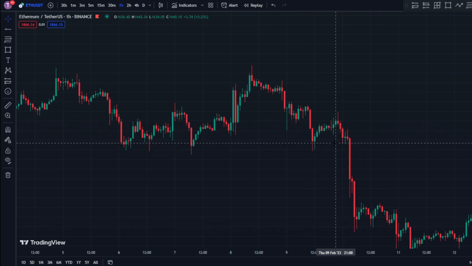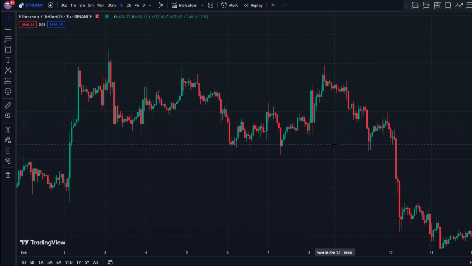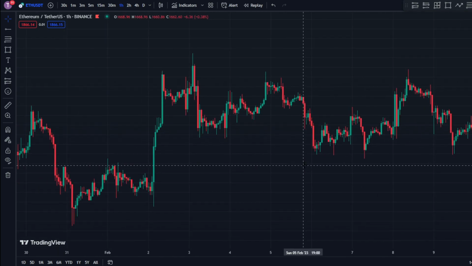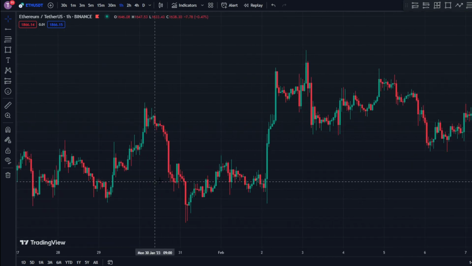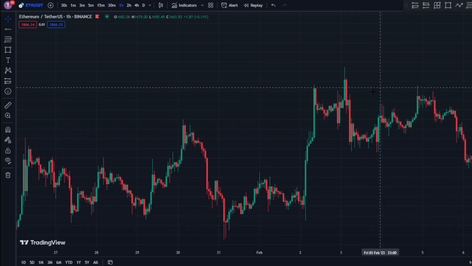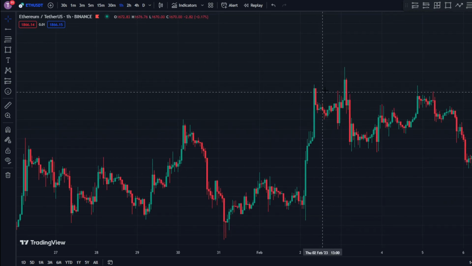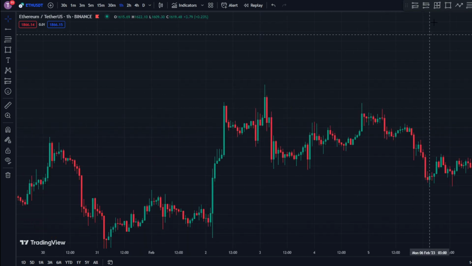So same thing, how you want to draw resistance is the same idea as how you want to draw support. First up, you want to identify areas where there are touch points. There are a lot of touch points and rejections from that area. So what do I mean by that?